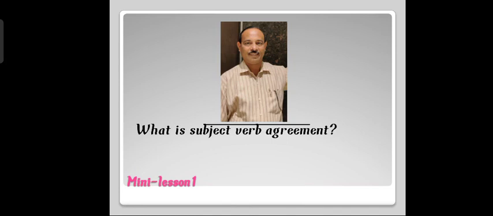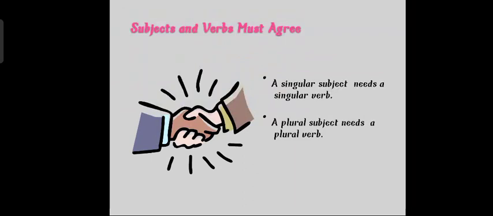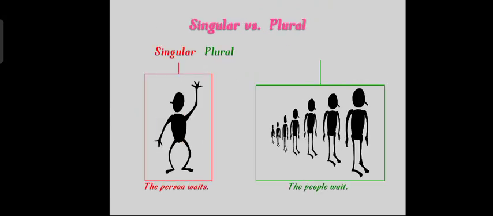Once you see the next slide, subjects and verbs must agree with each other. A singular subject needs a singular verb, whereas a plural subject needs a plural verb. On the next slide you see singular versus plural. In the first picture we find one person, which indicates singular. In the second picture we find more than one, which indicates the plural form.